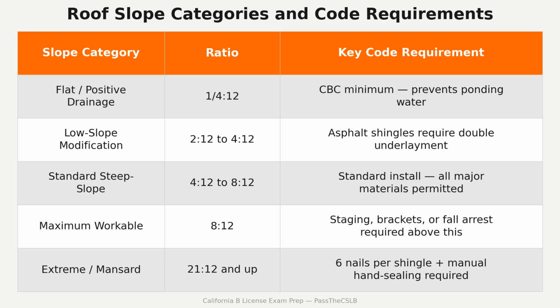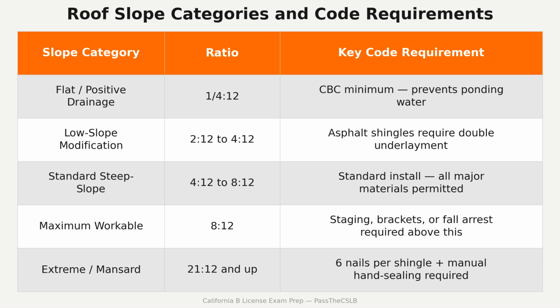I have the slope chart up. Let me walk through each category. 1/4 to 12 is the California Building Code minimum slope for any roof that must drain. A perfectly level surface is not a flat roof. It is a pond waiting to happen. Standing water destroys every roofing membrane, every fastener, and the sheathing beneath. The 1/4 minimum is the angle at which gravity reliably moves water toward a drain rather than letting it sit.